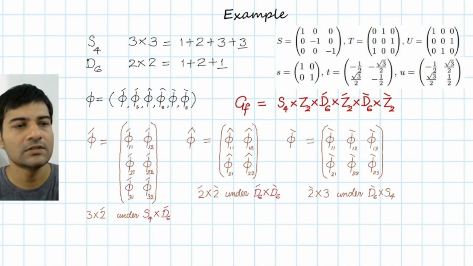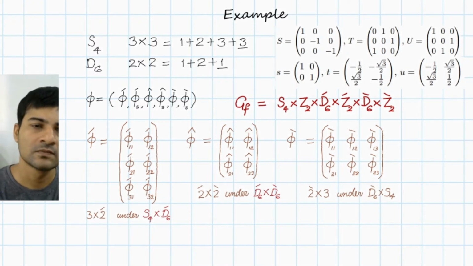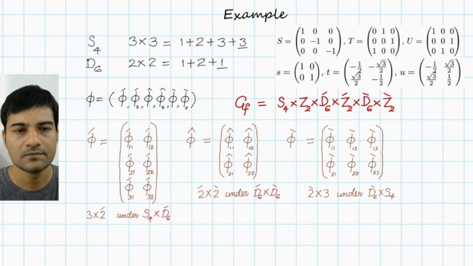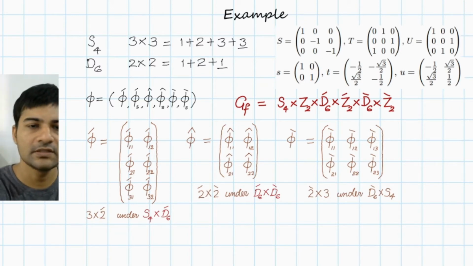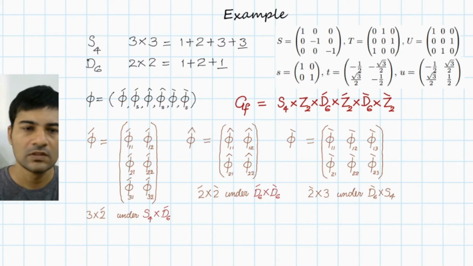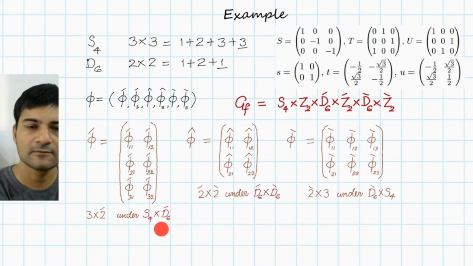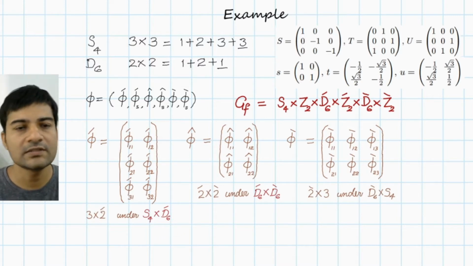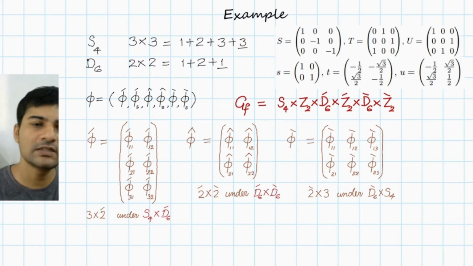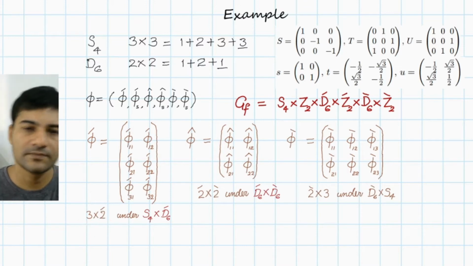Now I introduce the scalar field. The scalar field phi contains 6 irreducible multiplets. The first one is acute phi. It is a triplet in S4 and it is a doublet in acute D6. So for convenience, I have written this acute phi as a 3 by 2 matrix.